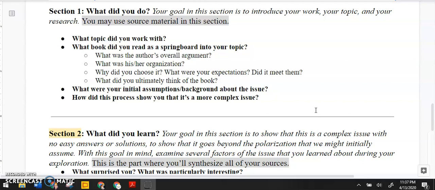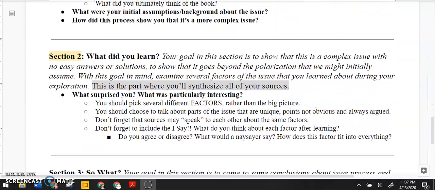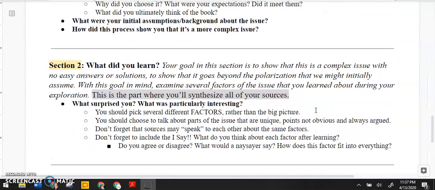This is why I had you brainstorm sub-issues, because those sub-issues are ones you're going to do further research on. And then you, in this section, are going to report on the book and your further research. So your guiding questions here are: what surprised you? What was interesting about your topic? What did you learn? You're going to pick a couple of different factors that you were interested in. Those are your sub-issues, which we'll work on narrowing down this week.